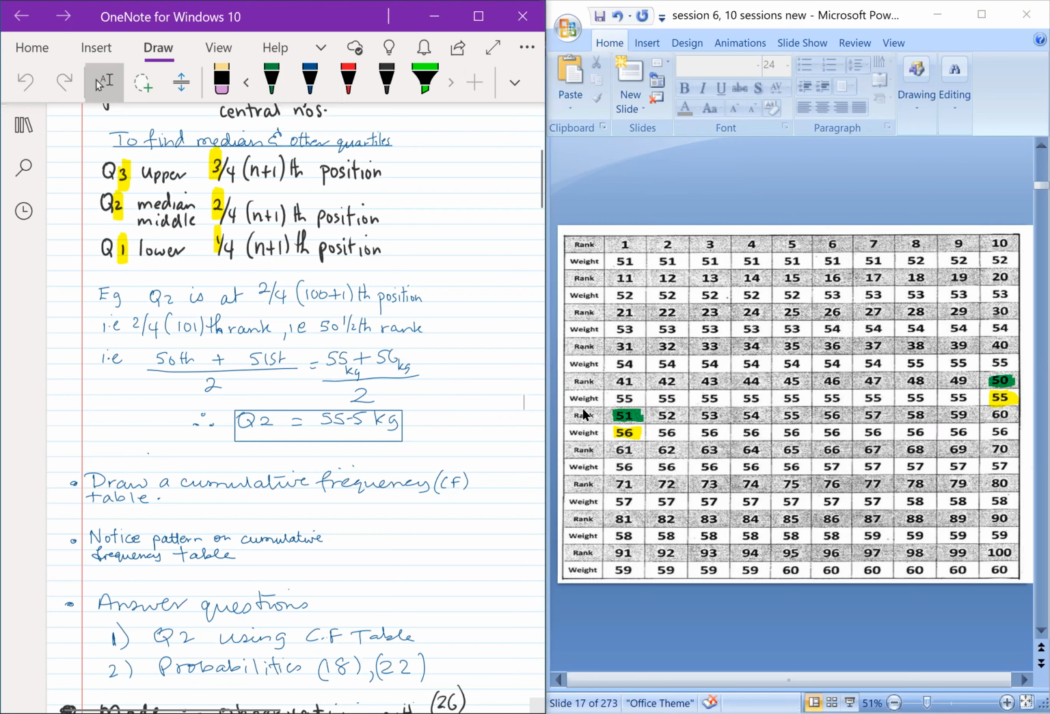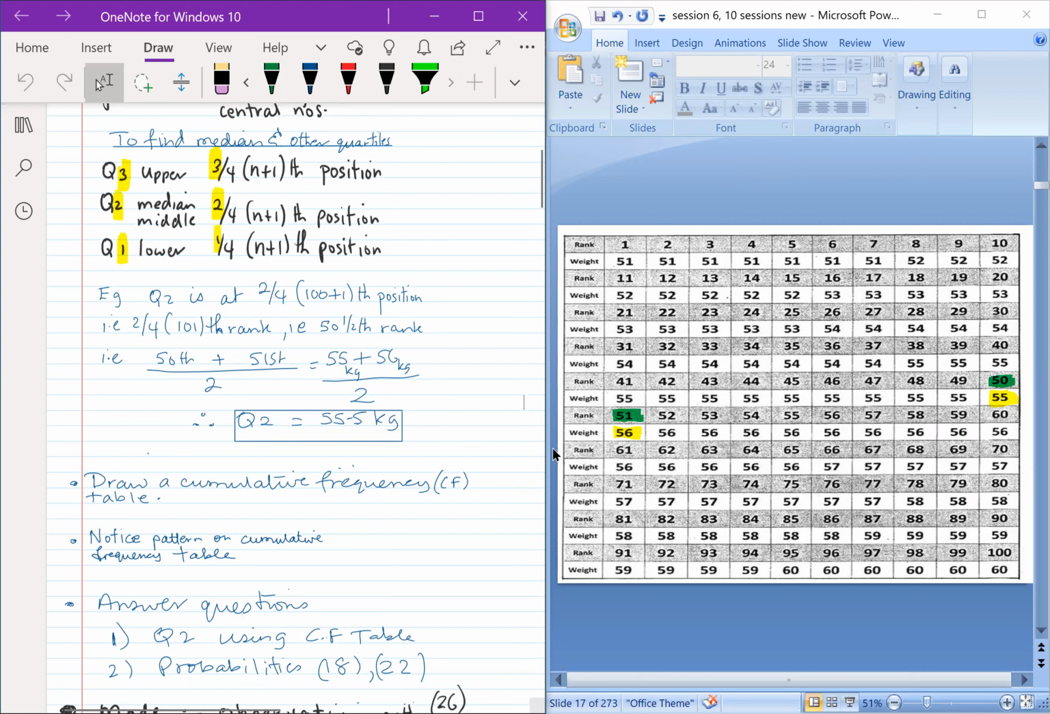For the person at rank or position 51, their weight was 56 kilograms. So that's why for the 51st person's weight, I wrote down 56 kilograms. So from this table, we could get the weight of people in any position. And then when I add them up and divide by 2, or simply look to find the weight halfway between these two, you could clearly see that weight will be 55.5 kilograms, which really is the median that they were asking for in this question. They asked what is the median weight, and the median weight will be 55.5 kilograms.